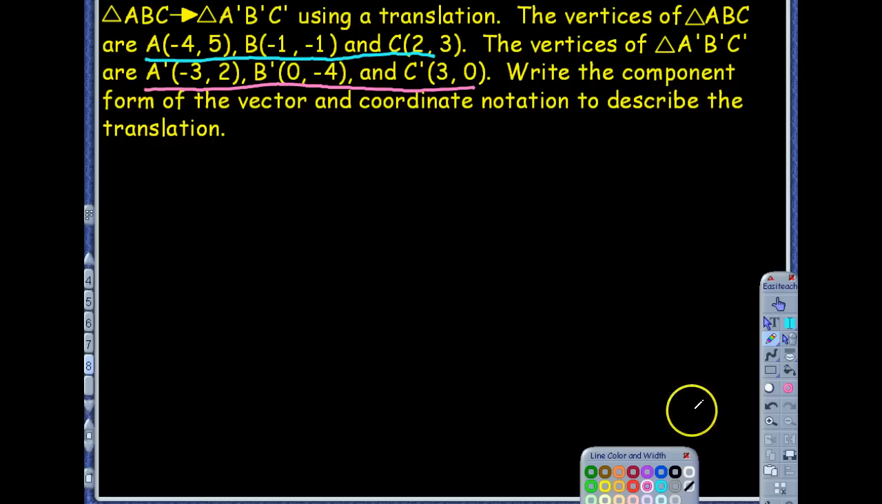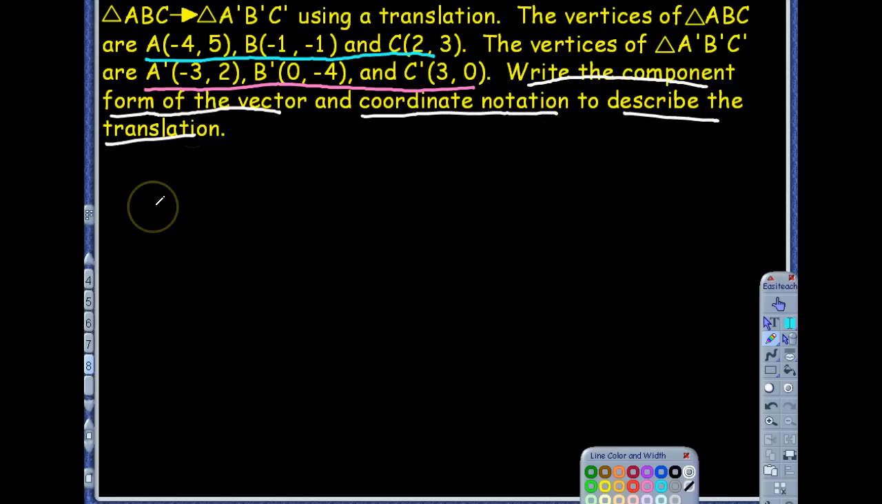Okay. What we're doing here is we're going to write both the component form of the vector and the coordinate notation to describe the translation. Which we kind of did one like it just a little bit ago, but they gave it in a graph form. Right. This one, they're giving you the coordinates already. So we could actually physically graph this if we needed to. We could. But let's not. Probably not needed. And since they don't ever say the words graph and there's not a piece of graph paper on there, let's try a different approach.